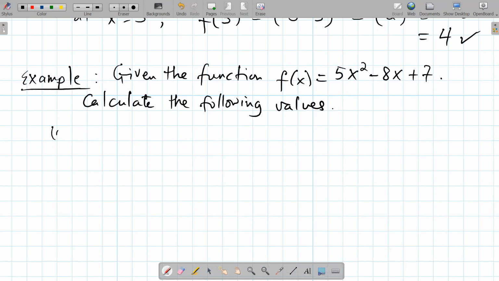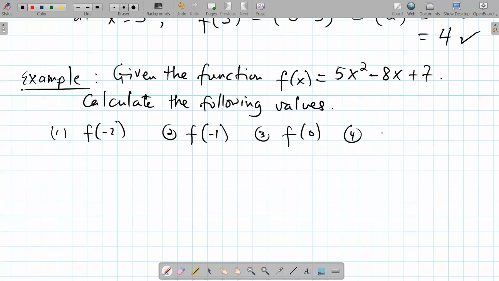We have f of negative 2, f of negative 1, f of 0, f of 1, and f of 2.